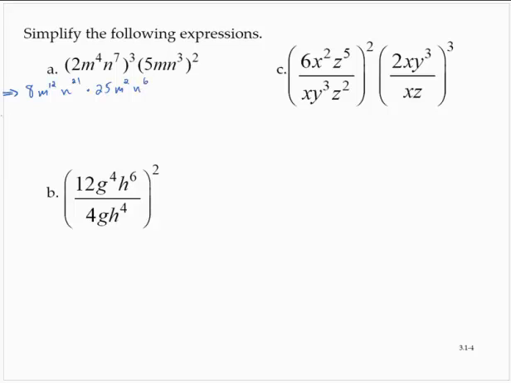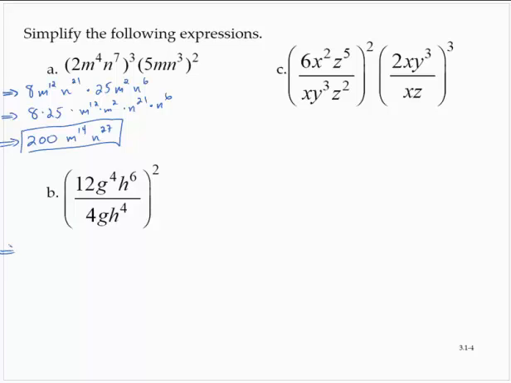Now I can rearrange and regroup things if I'd like. I have 8 times 25 times m to the 12th times m to the second times n to the 21st times n to the 6th. 8 times 25 is 200. m to the 12th times m to the second, adding exponents, is m to the 14th. n to the 21st times n to the 6th is n to the 27th. So 200 m to the 14th n to the 27th.